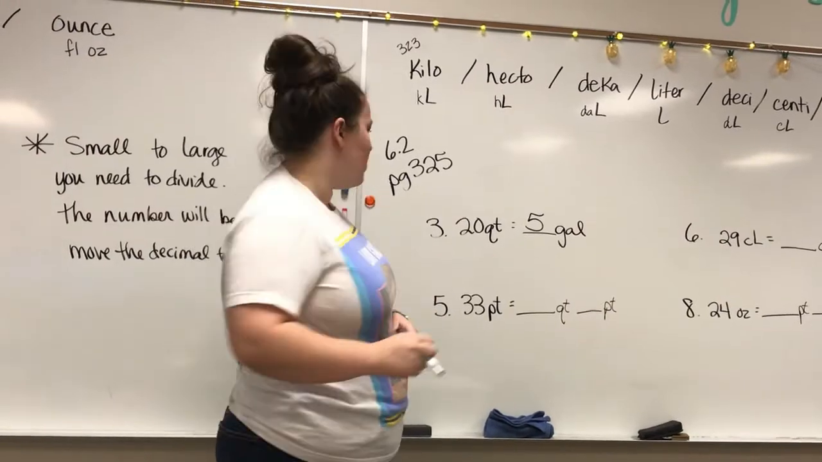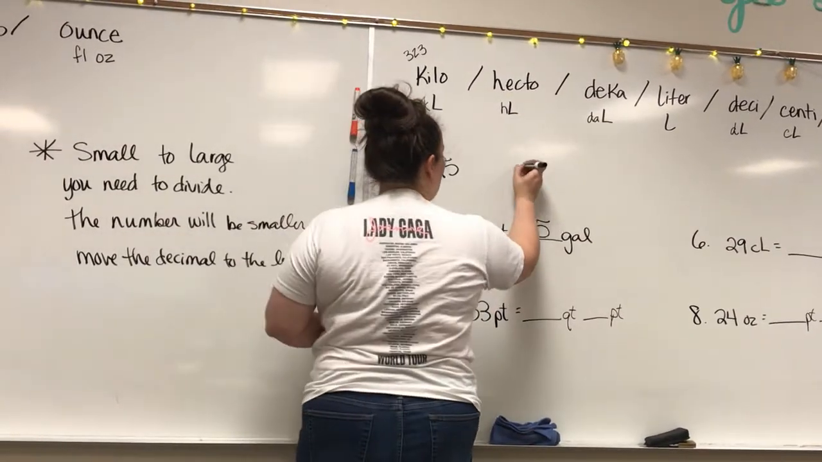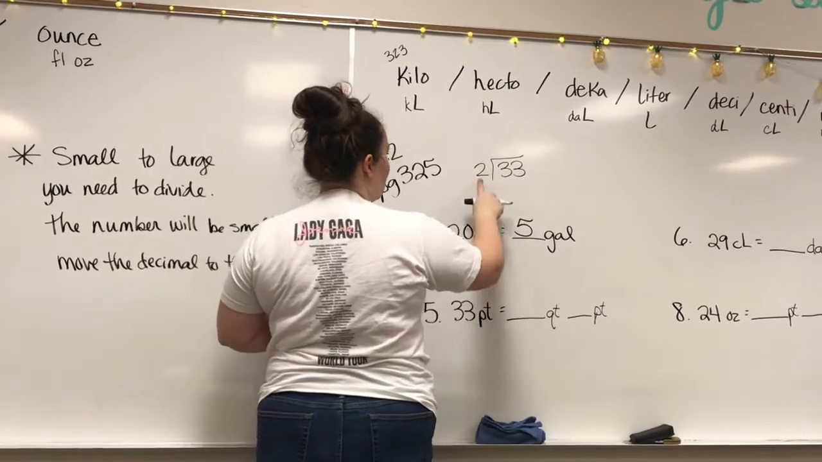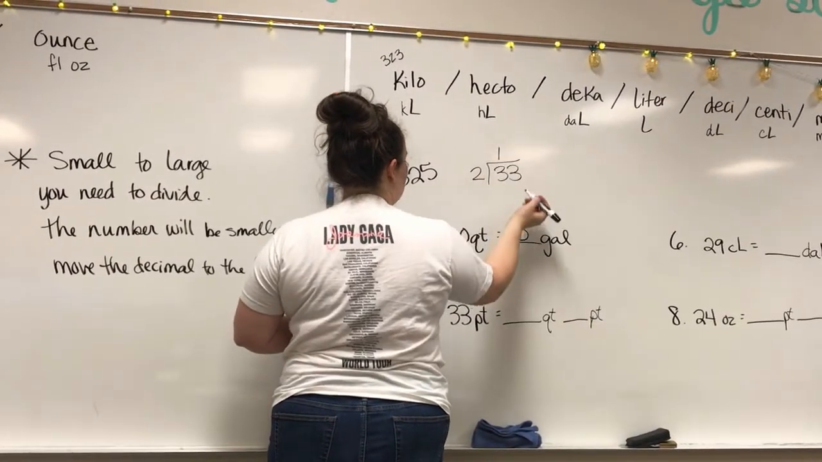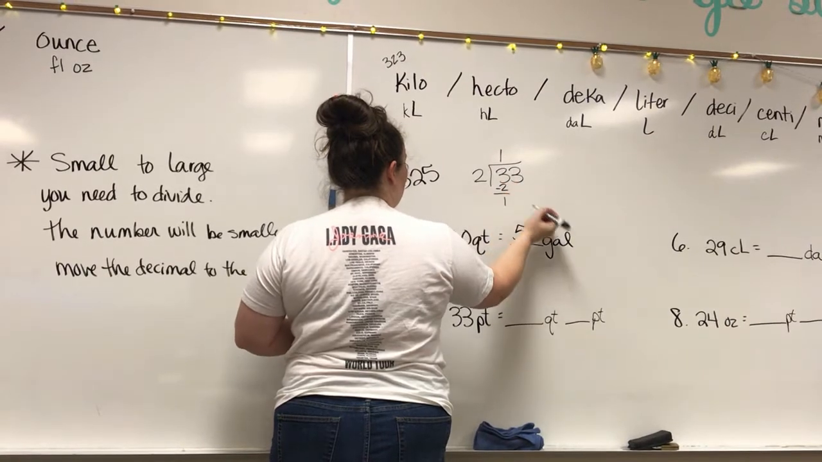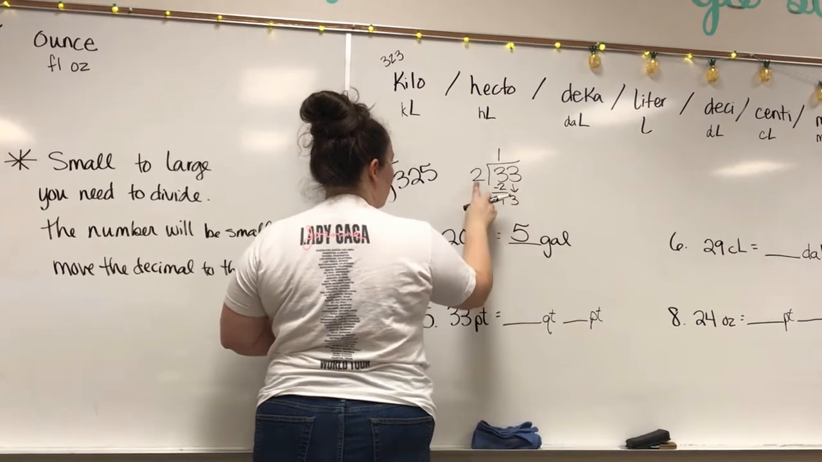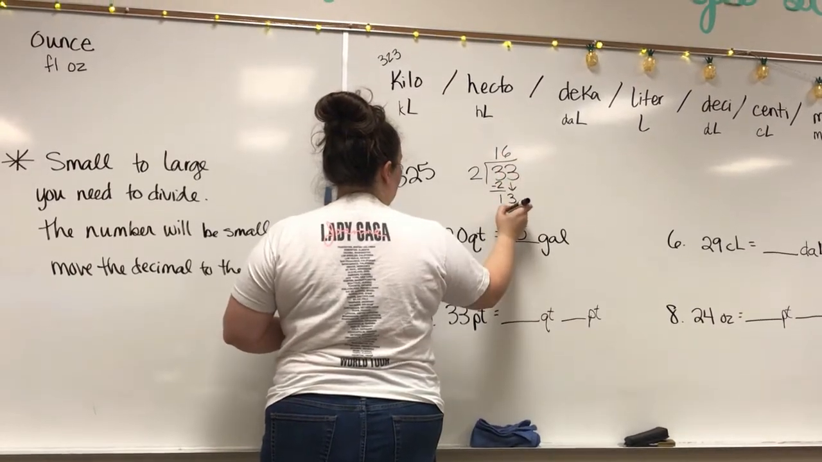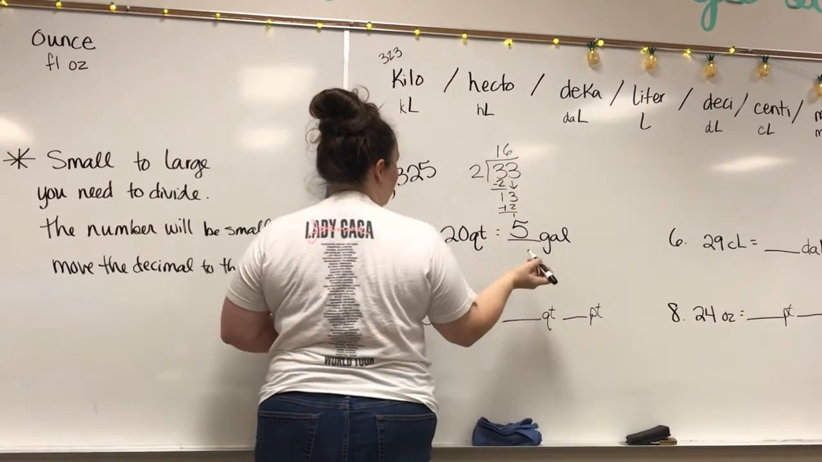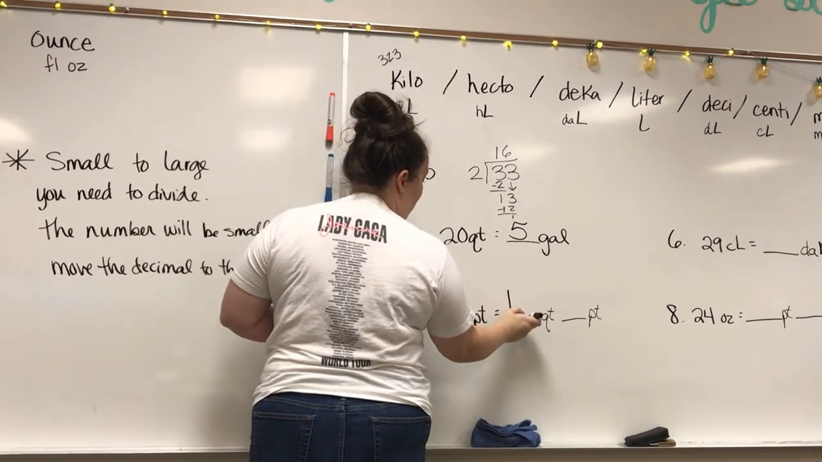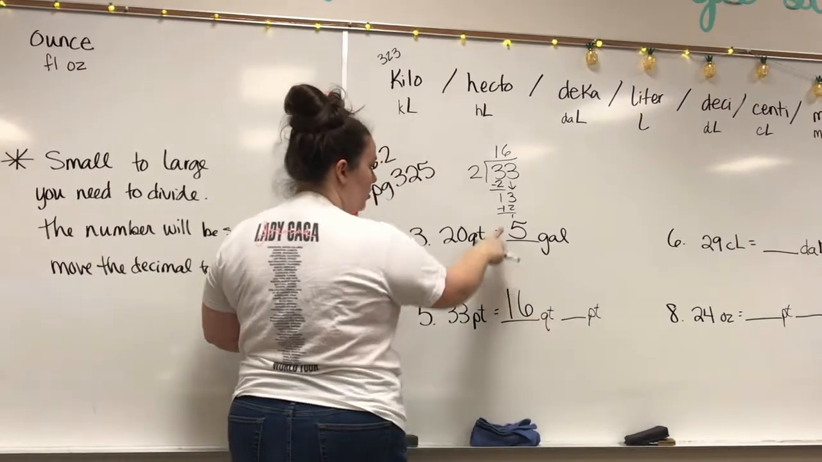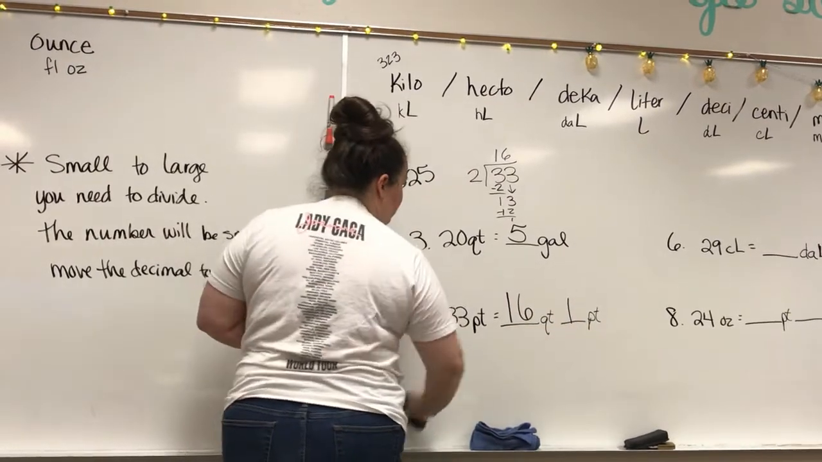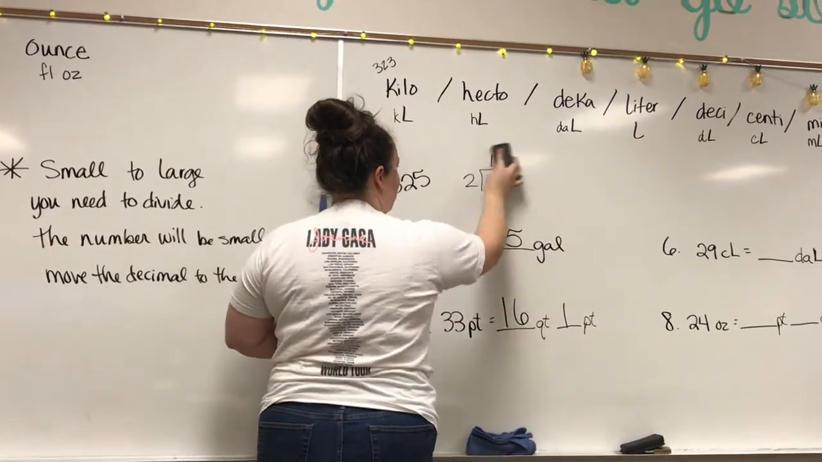There was 2 pints. So I'm going to do the work up here. 33 divided into 2 pints. Fits into it once. 1 left over. Bring down the 3. 2 fits into 13 6 times with 1 left over. So I would say there are 16 quarts with 1 pint left over. Okay.